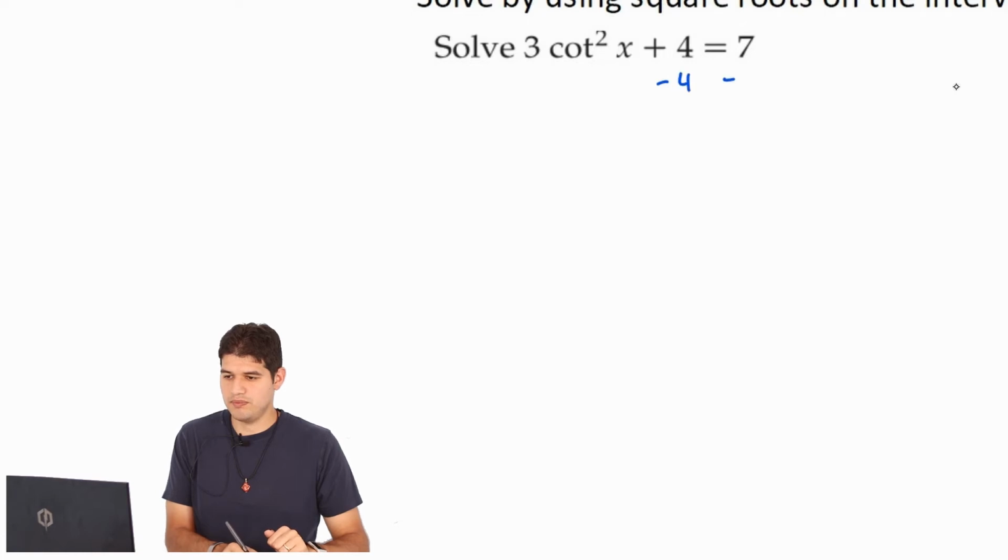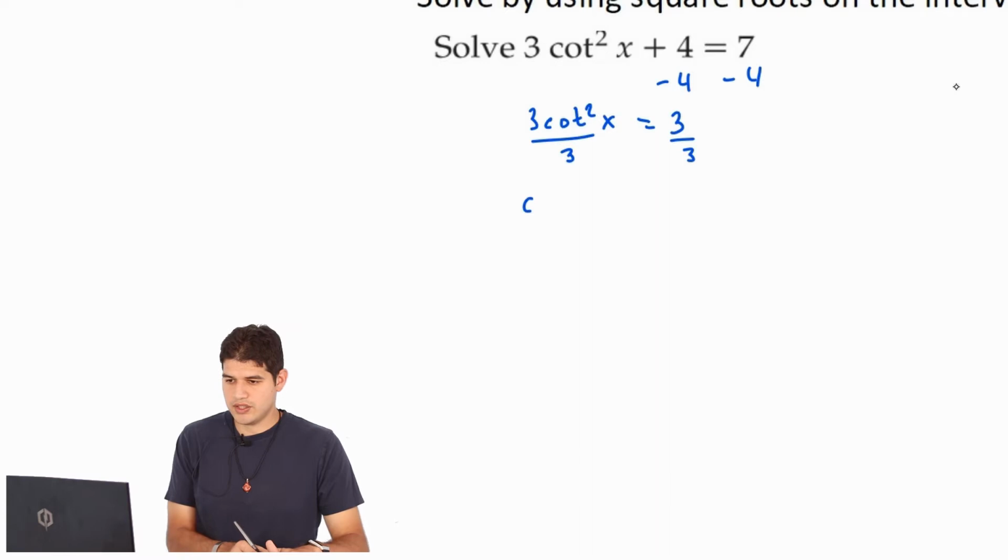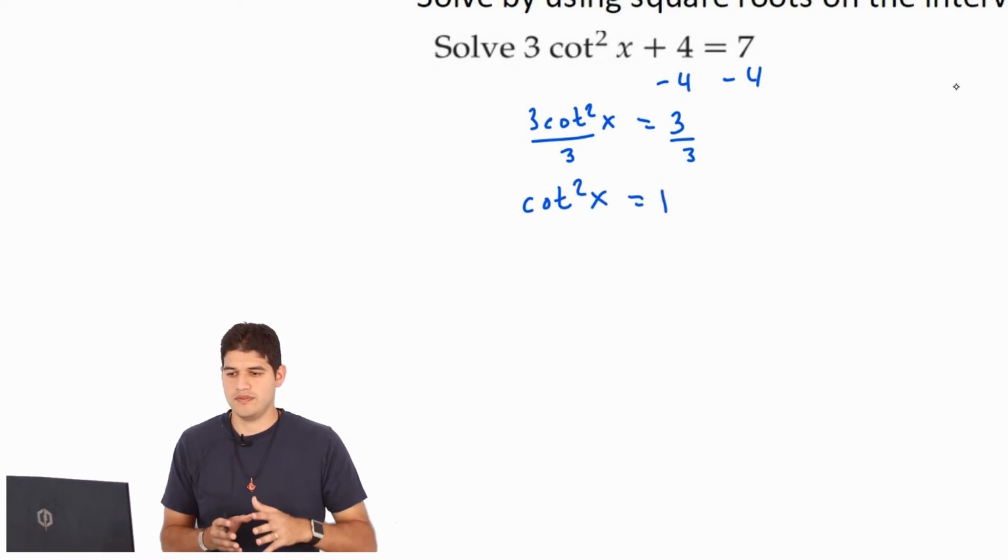So we'll subtract 4 on both sides. 3 cotangent squared of x equals, that zeroes out, 7 minus 4 gets me 3. Divide both sides by 3. And I get cotangent squared of x equals 1.